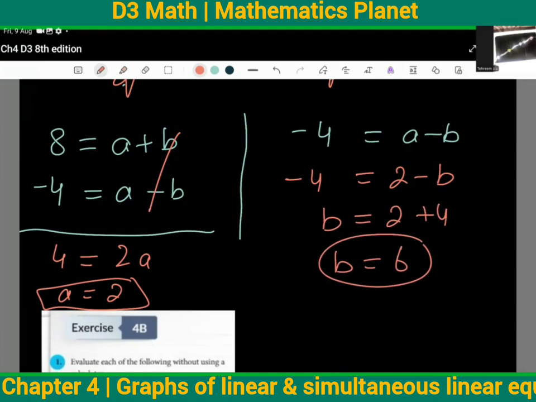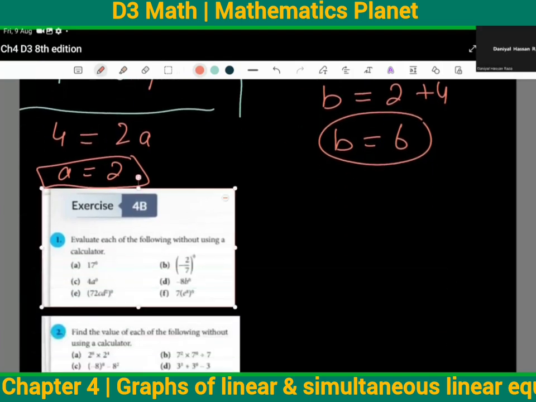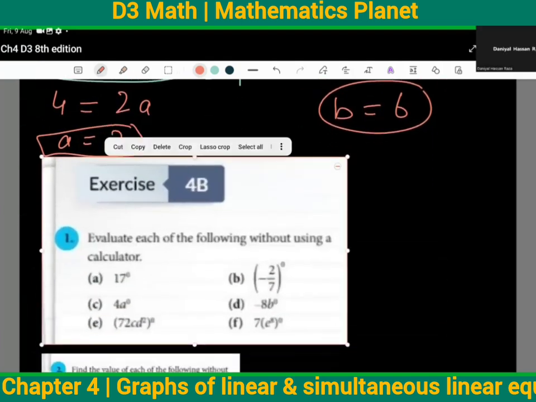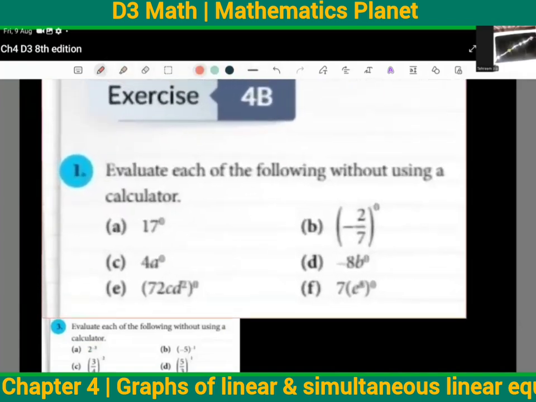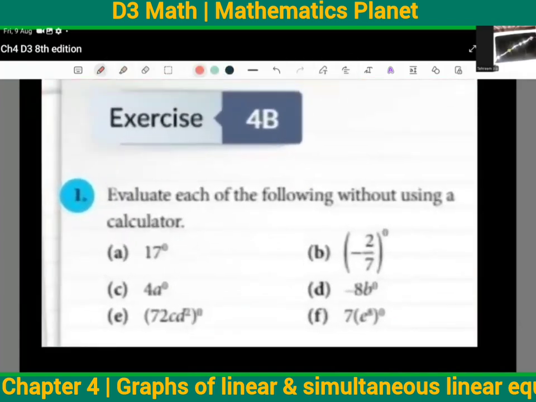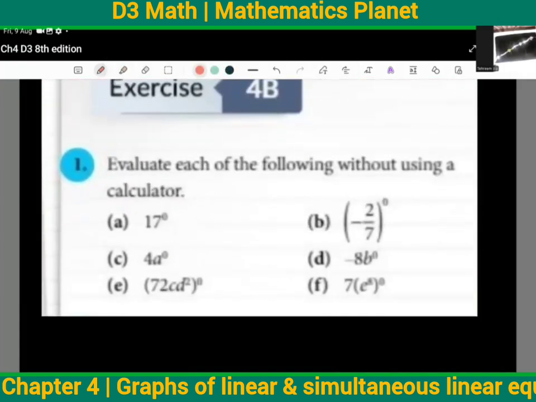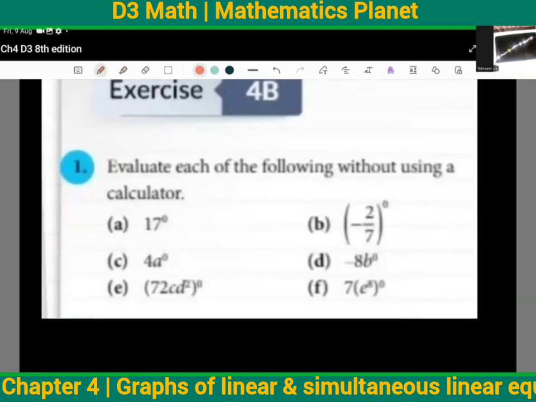Clear to everyone? Wasn't that difficult? But you need to follow step by step. If you miss any step or if you make any mistake in any step, then you will face a problem in finding the values of a and b at the end. Okay, let's start the next exercise.